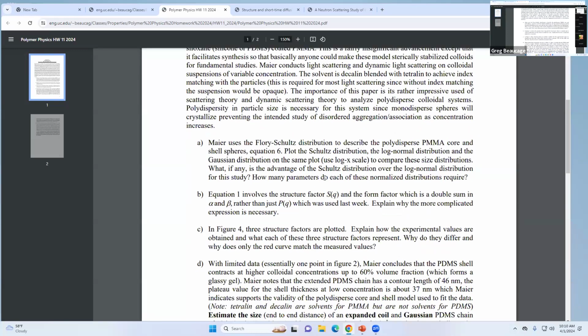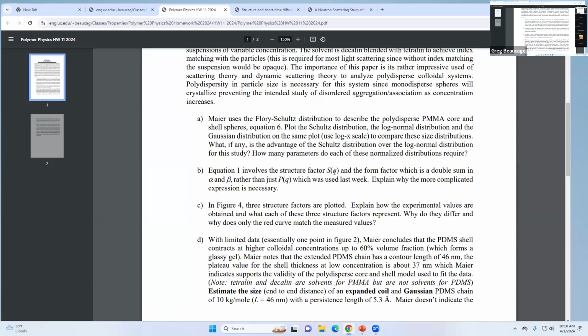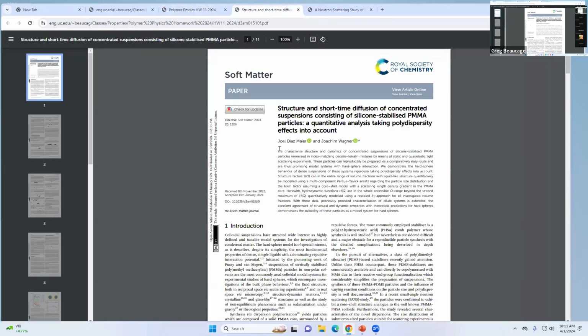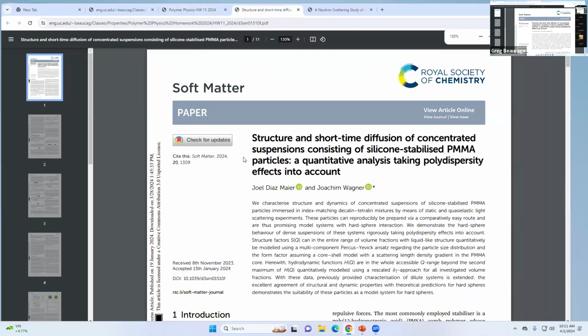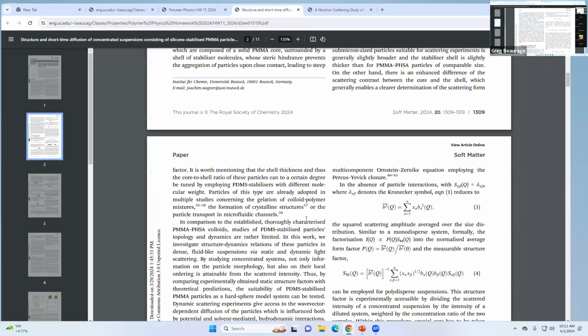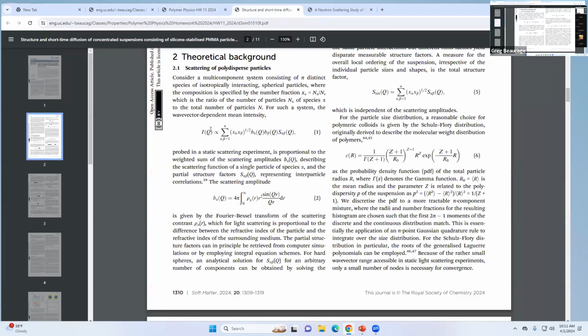All right, equation 1 involves the structure factor and the form factor. So it looks like a really complicated equation instead of just I is P times S. S is the crystallography part of it, and P is whatever the thing is that's on the lattice side of the crystal. Anyway, the reason he has this more complicated is because he has this polydispersity in it.